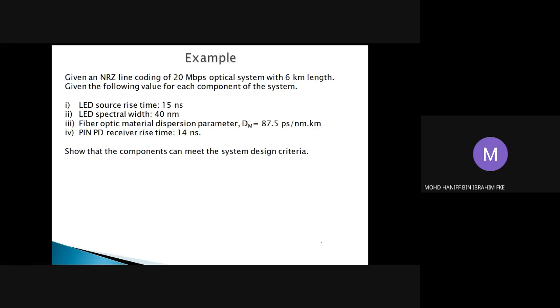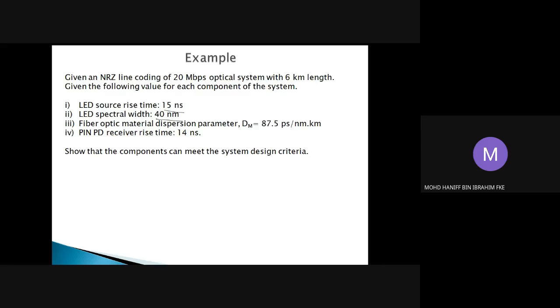For this example, we are given an NRZ line coding with a bit rate of 20 megabit per second, on an optical system with a 6 kilometer length. We are given the following rise times for the components of the system. The rise time for the LED is 15 nanoseconds, and the spectral width for the LED is 40 nanometer.